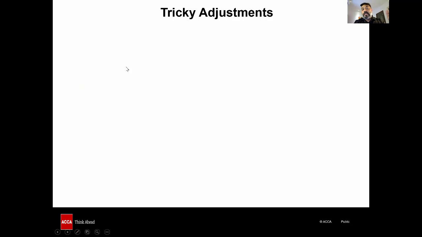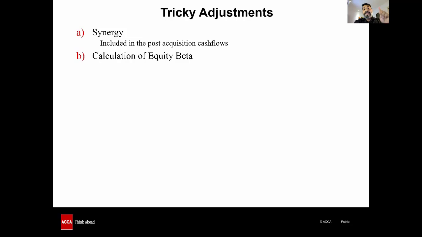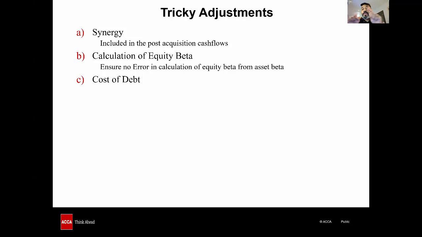So what are the things that need to be taken care of? What are the tricky adjustments? One, synergy. Do not miss the synergy. Synergy is supposed to be included in the post-acquisition cash flows. Next, calculation of beta equity. Several times errors are noticed while calculating beta equity from beta assets. Cost of debt. When you calculate cost of debt, do not forget to multiply by 1 minus tax. It has to be post-tax. Candidates miss adjusting tax for the cost of debt in the WACC calculation.